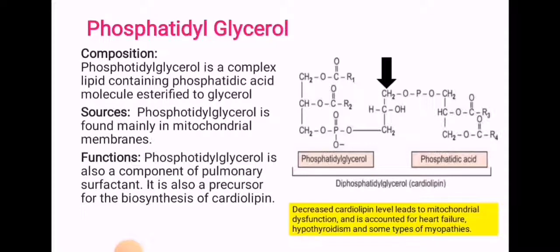Then another phospholipid, phosphatidylglycerol, is a complex lipid containing a phosphatidic acid molecule esterified to glycerol. Diphosphatidylglycerol is found in many mitochondrial membranes. It is also a component of the pulmonary surfactant, and it is also a precursor for the biosynthesis of cardiolipin. What is this cardiolipin? It is diphosphatidylglycerol. Decreased cardiolipin levels can lead to mitochondrial dysfunction, and it accounts for heart failure, hypothyroidism, and some types of myopathies.